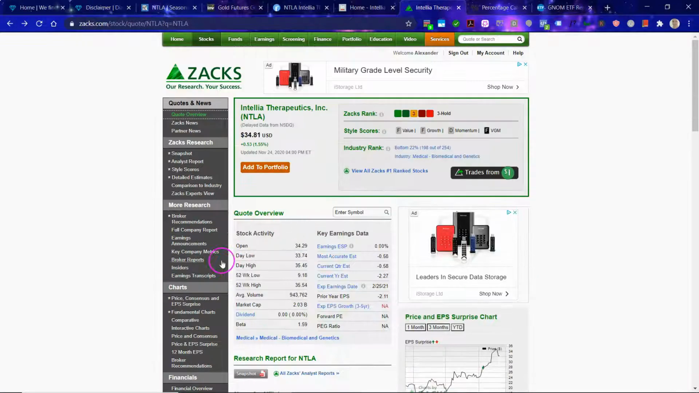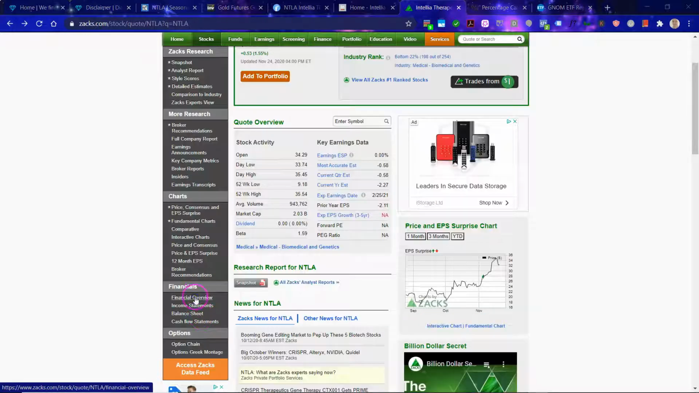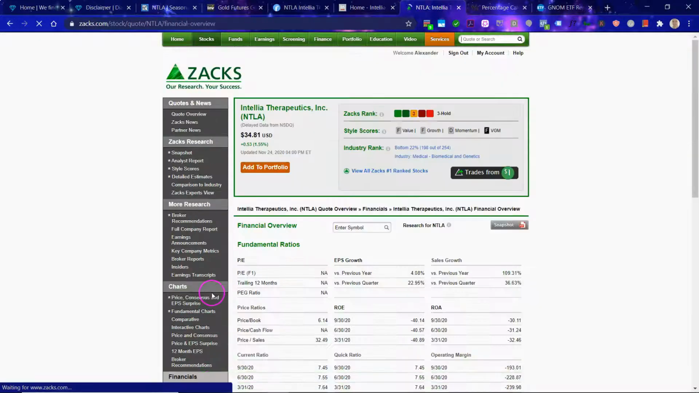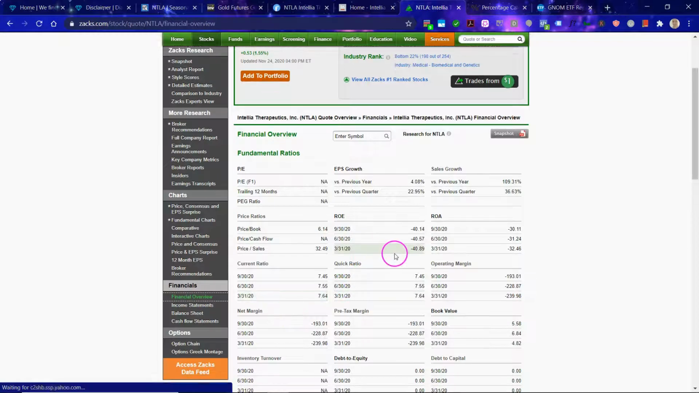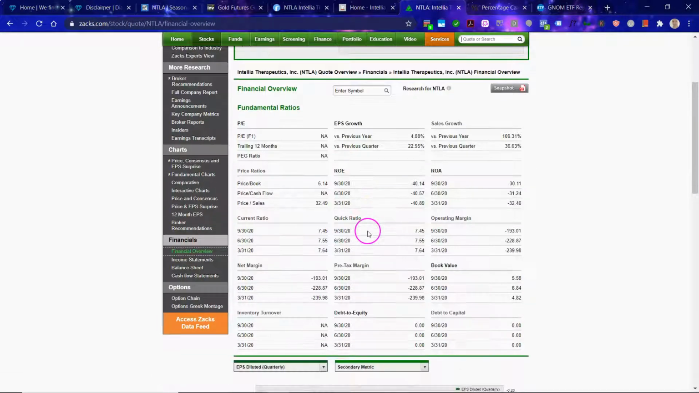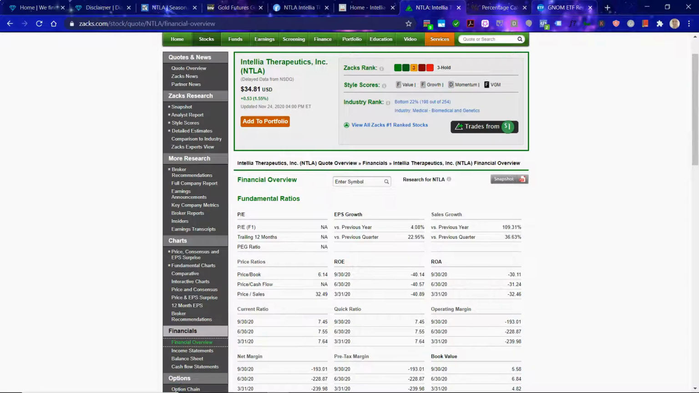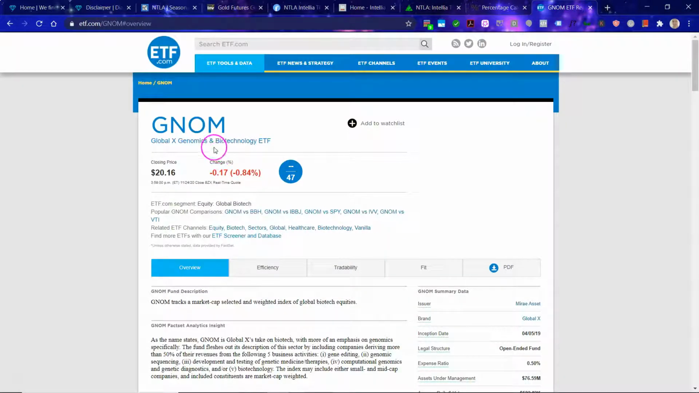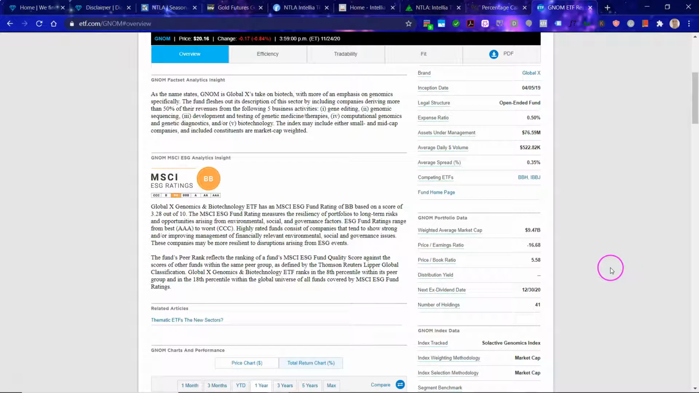Let's go here to financial overview, and then we will look at something a bit interesting. There are many ratios here, but as an example, look at price to book. So price to book is 6 for Intellia Therapeutics. If you go to the Digenomics ETF, a diversified ETF, you can see that its price to book is 5.6. Hence, Intellia is meaningfully more richly priced than the ETF.